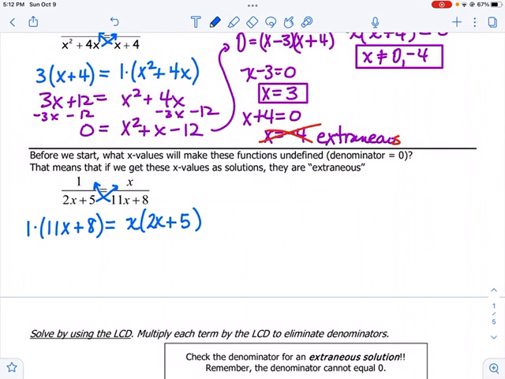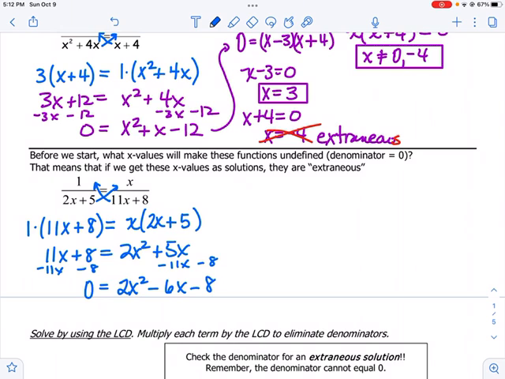When we do, we get 1 times 11x plus 8 is equal to 2x squared plus 5x. We're going to subtract 11x from both sides and also subtract 8, because we recognize that this is a quadratic, so we need to set it to 0. So we have 2x squared minus 6x and then minus 8.